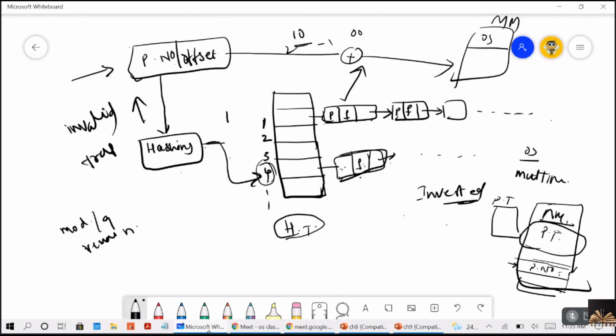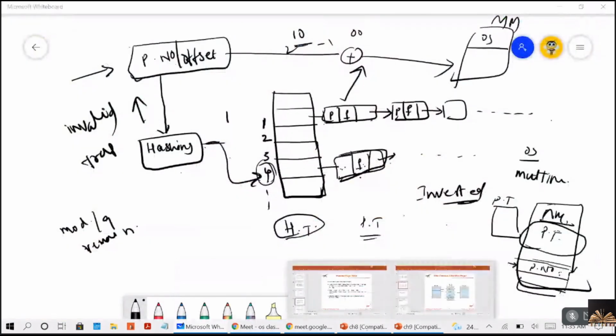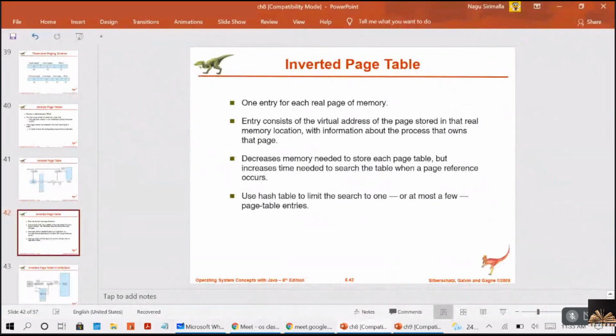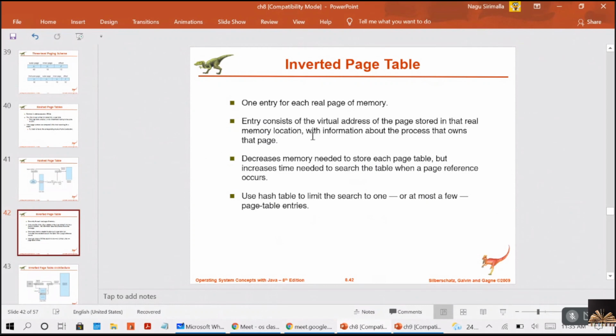But what is the drawback with this? When the page tables are increasing, that means you are wasting so much space for storing the page tables, and the page table will contain information about how the remaining pages are maintained. You are getting me, guys? You are wasting space, see, the point is there, you can read that. Inverted page table. Yes. So here, the entries decrease the memory needed to store each page table.